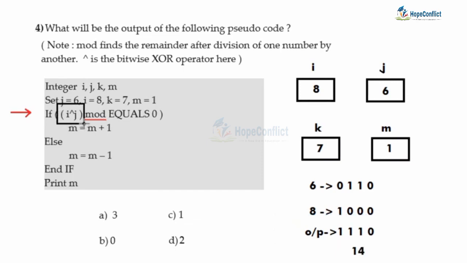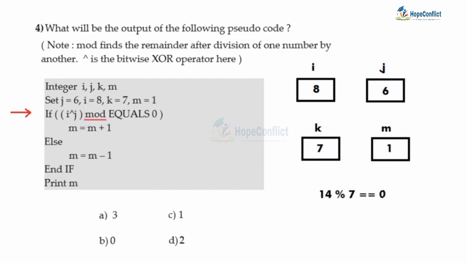Now the statement will become 14 mod 7 double equals 0. So as you can see, 14 mod 7 will give us 0 remainder. So 0 double equals 0 will give us a true condition, which means the if condition is true. So because this if condition is true, the next statement m equals m plus 1 will be executed, and because of this m will be incremented by 1 and now m will become 2.